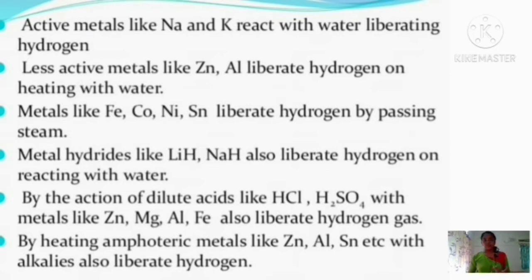Another important method of preparation of hydrogen gas is that if you are taking metals like magnesium or aluminum or zinc, and treating them with any dilute acid like dilute hydrochloric acid or dilute sulfuric acid, they can easily liberate hydrogen gas. Similarly, if you are taking amphoteric metals like zinc or aluminum or tin, they can easily react with alkali to form and liberate hydrogen gas by heating.